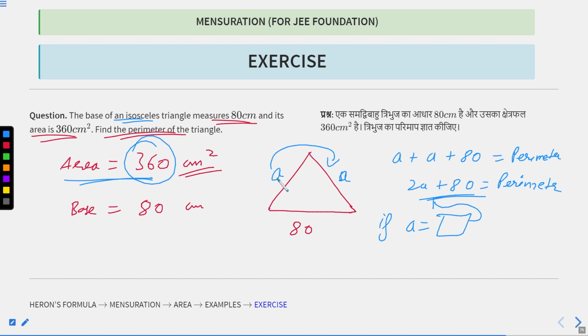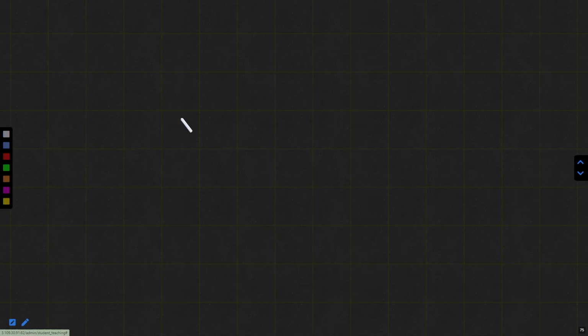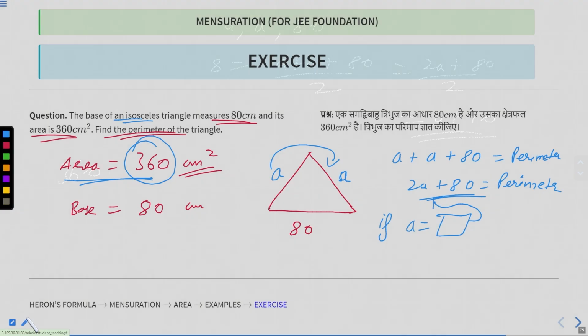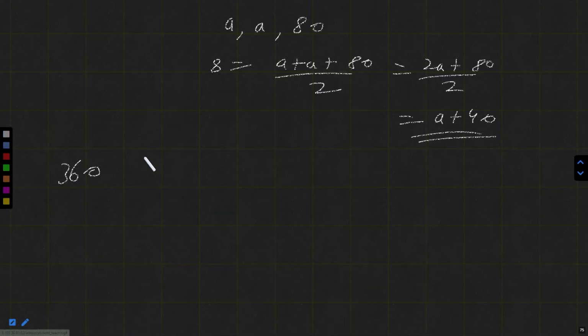So just use Heron's formula here. Heron's formula says, because my sides are A, A and 80, S will be (A plus A plus 80) by 2, which is equal to (2A plus 80) by 2, which further equals A plus 40. And I know 360 centimeter square is my area.